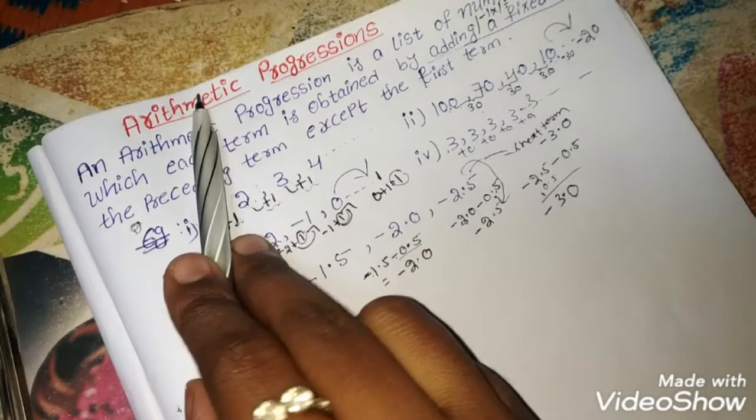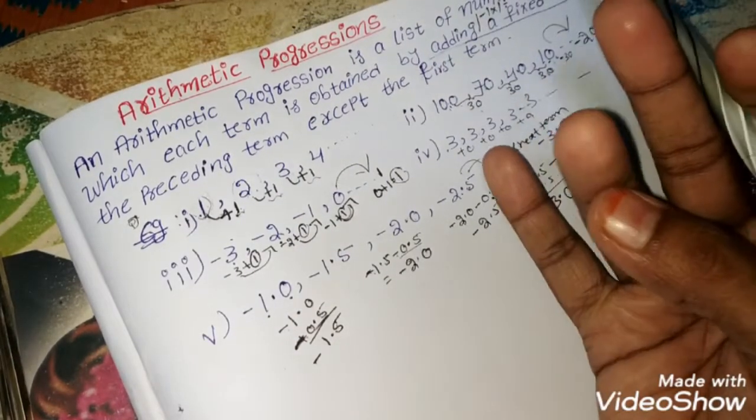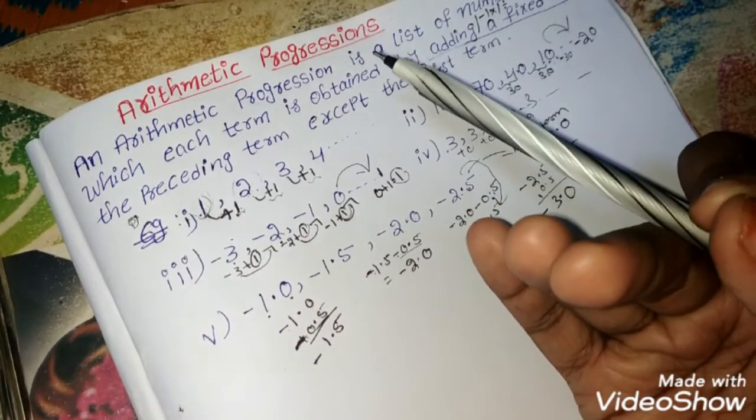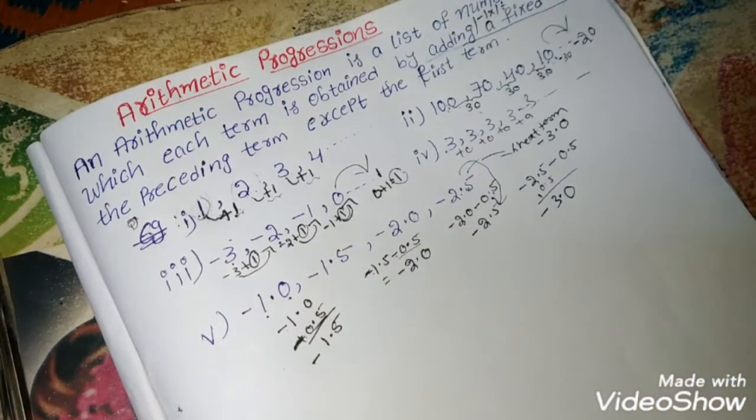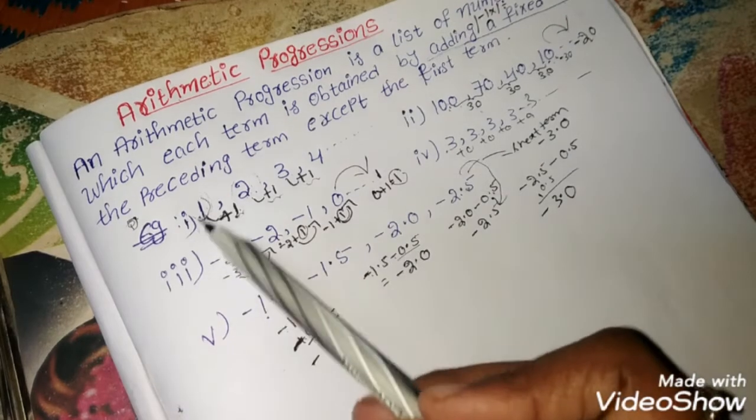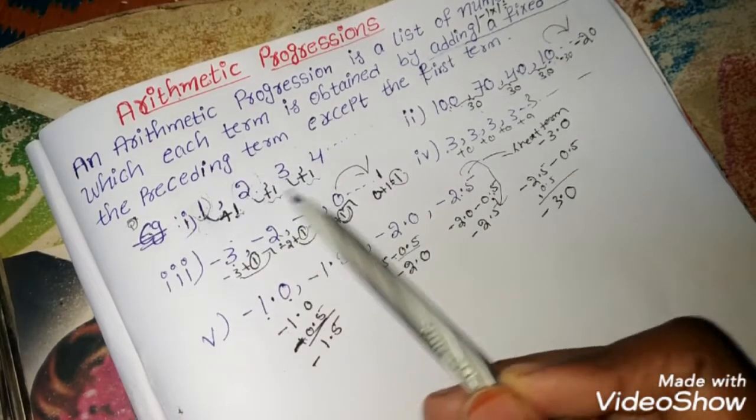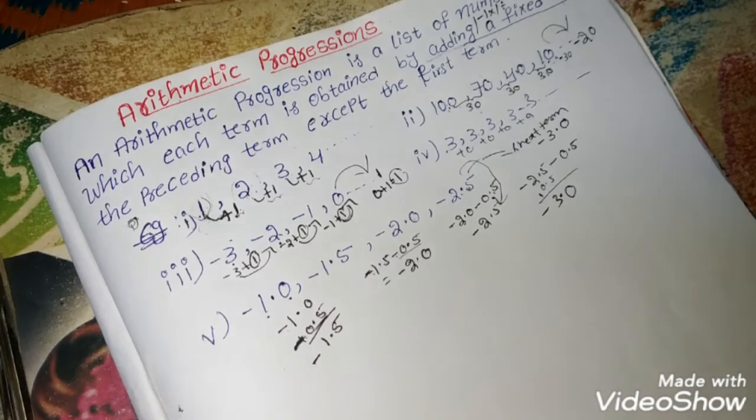Arithmetic is nothing but some signs, that is plus, minus, division, multiplication, like that. And what is a progression? What I told you in the first. So when numbers are in a pattern, that is called a progression. See, it is in a pattern, right? And we are adding a fixed number, or multiplying or dividing by a fixed number. If you have a fixed number, then we can say that it is an arithmetic progression.